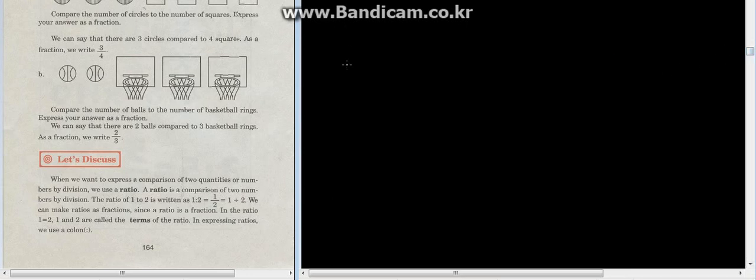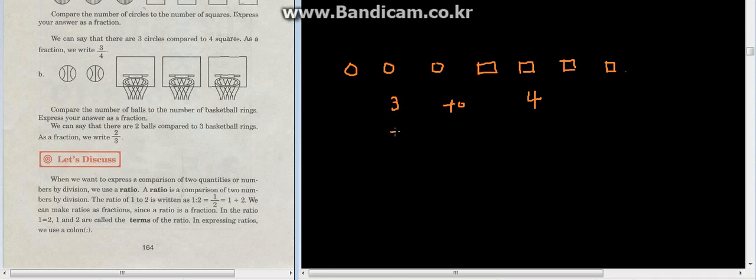Here we have 3 circles and 4 squares. And let's find the ratio of circles to squares. How many circles do we have? Yeah, 3 circles. And how many squares? 4 squares. And you can simply use "to" here to compare 3 circles to 4 squares.